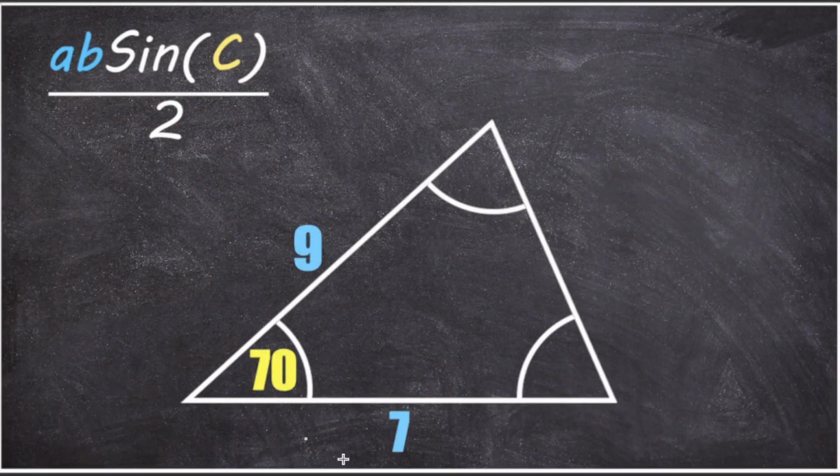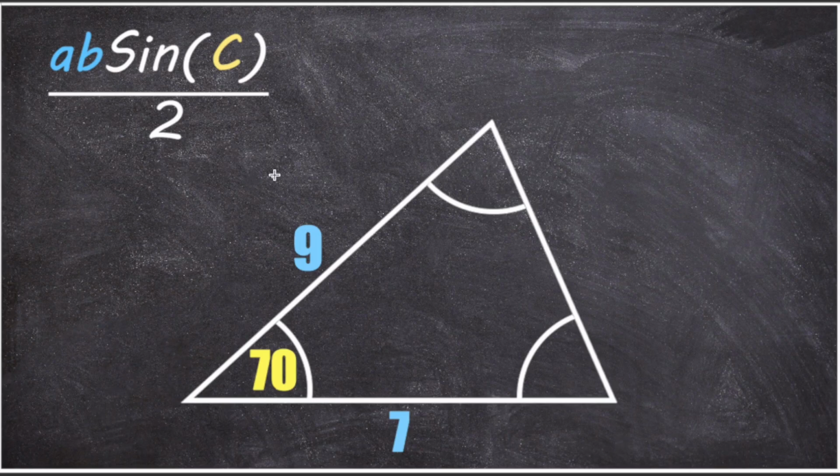Now here's an example of what you might typically be asked to do. Find the area of this triangle. The formula half AB sine C works for this. The letters A and B represent two edges where you're given the value, and the letter C represents the value of the angle formed by those two edges.